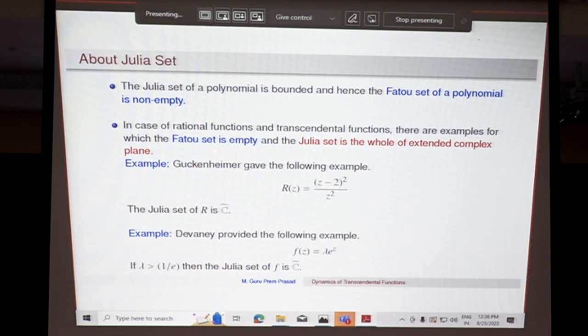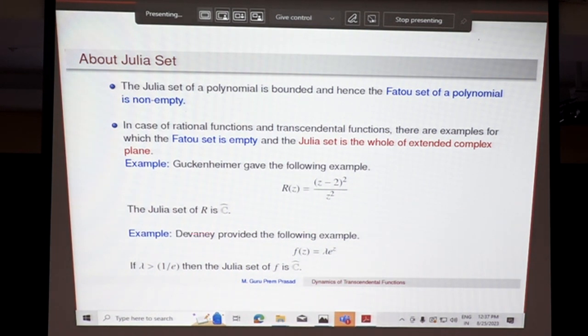And then another thing is about the Julia set. It may happen that for a polynomial the Fatou set is non-empty. So the Julia set is non-empty, both are non-empty, so that the Julia set becomes a proper subset of C. It cannot be equal. But in case of rational functions, there are functions for which the Julia set becomes the entire complex plane. So the chaotic set becomes the whole complex plane. That happens for rational functions. Sometimes it happens for transcendental functions, but it never happens for polynomials.